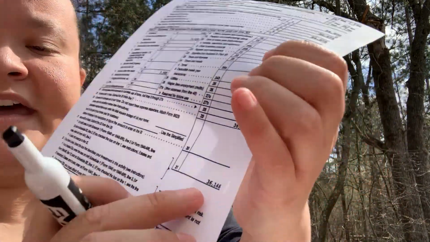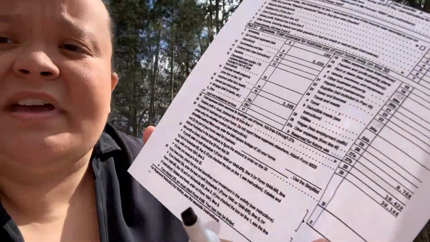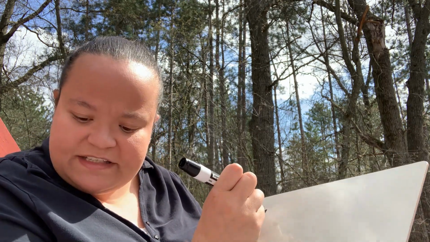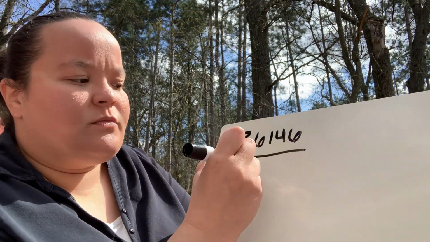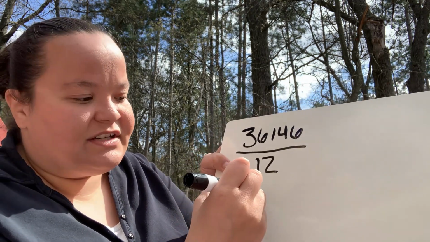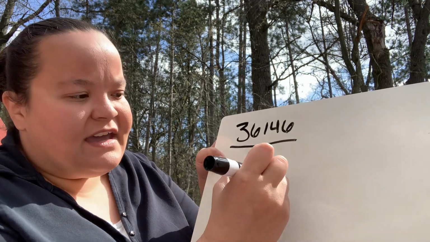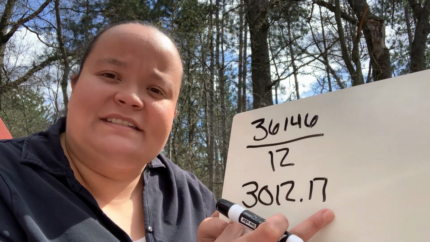Now, you need to calculate your owner's compensation amount per month, what you would pay yourself per month. So you're going to take your line 31 on your Schedule C to calculate what you're going to pay yourself per month. On this one, it is $36,146. We're going to divide that by 12, which gives us our monthly amount of $3,112.17.